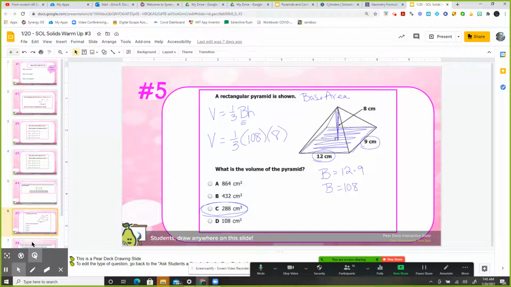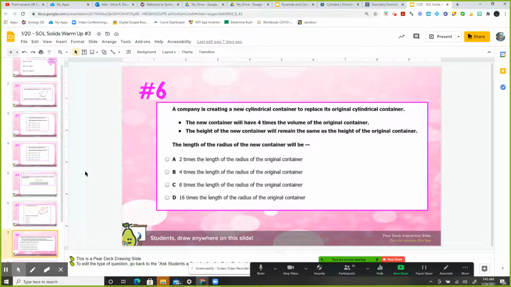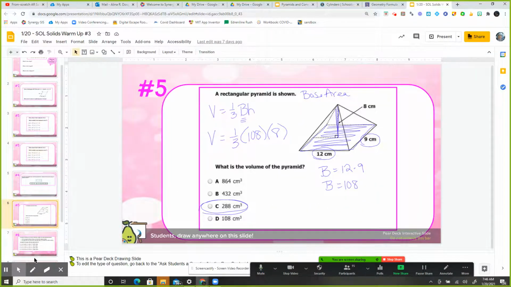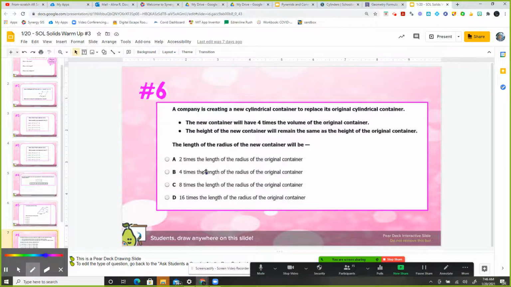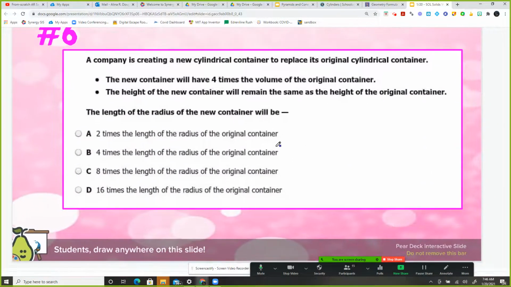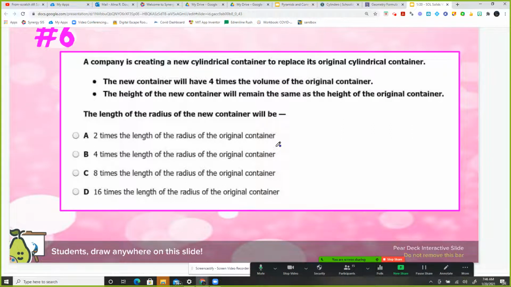All right, moving along. Question number 6. A company is creating a new cylindrical container to replace its original cylindrical container. So I've got 2 cylinders. This is a lot of words for Miss Doherty, right? I really don't like to read very much, but I know I've got a new cylinder and I've got an old cylinder, right? So I'm going to start to illustrate it.